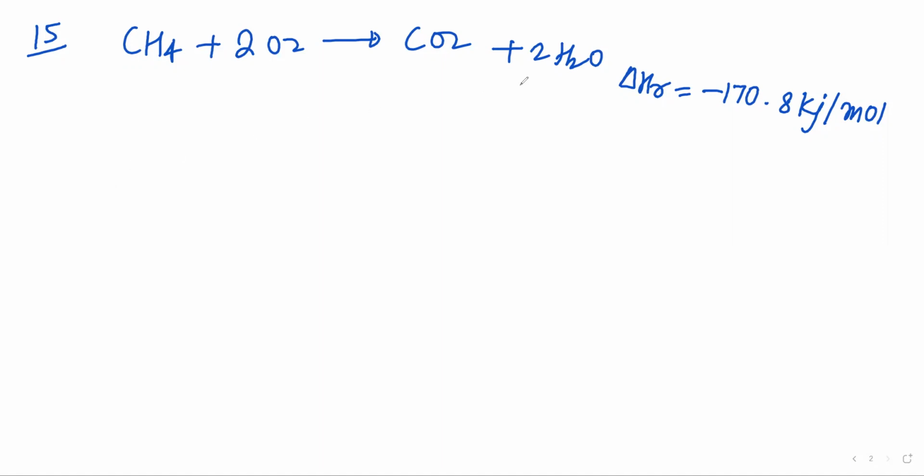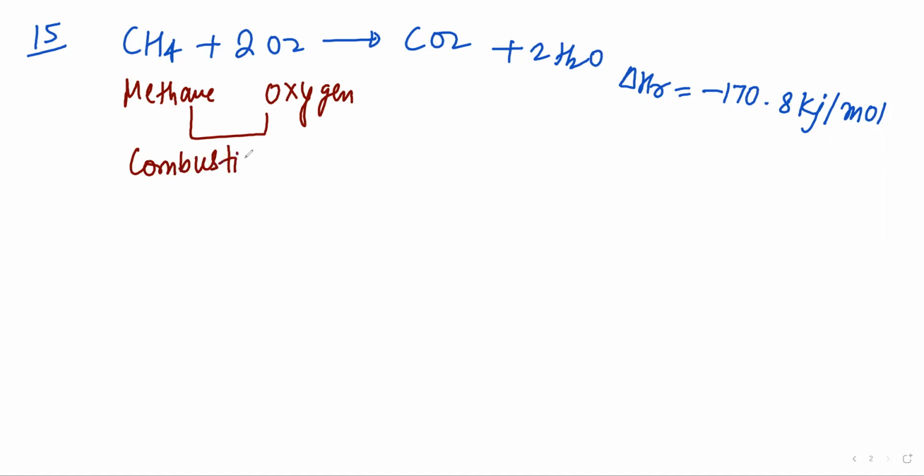Product CO2 and H2O have different stoichiometric coefficients. You can observe methane, this is your methane compound, reacting with O2, oxygen. When any compound reacts with oxygen, it is called a combustion reaction. It produces 1 mole of CO2 and 2 moles of water. So you can see the different phases.